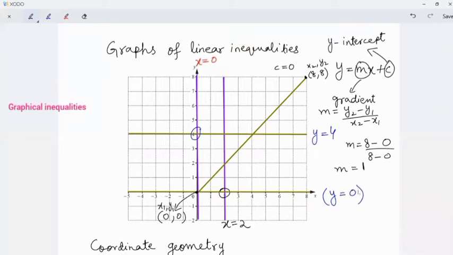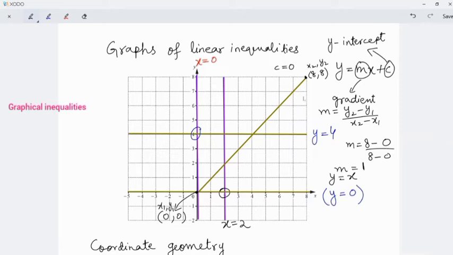Okay, so what about the equation of a straight line? If the gradient is 1 and the value of C is 0, what will be the equation of the straight line? If we substitute the values of M and C in this standard form, what is the answer? That is y equals x, because the gradient is 1, so 1 times x is x. So we can simply write this as y equals x.